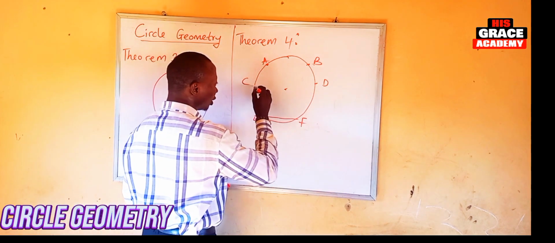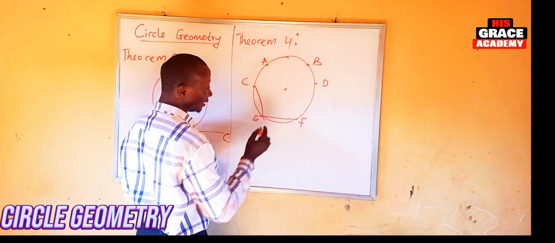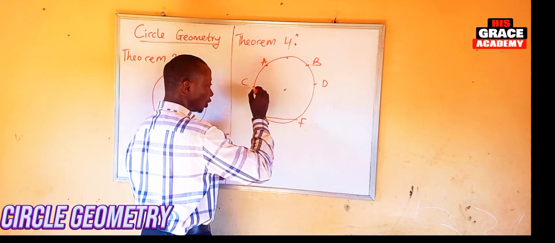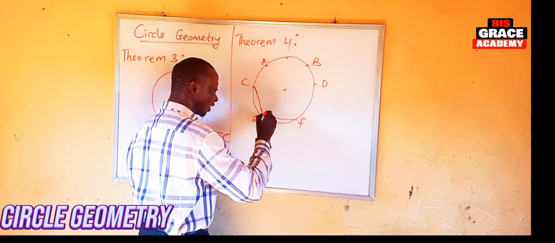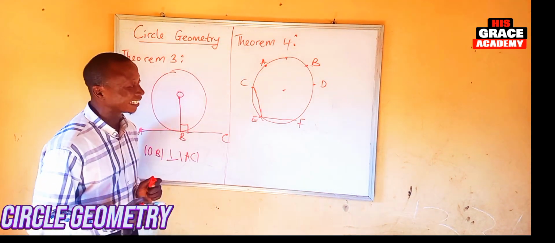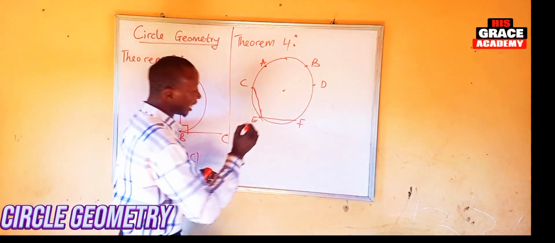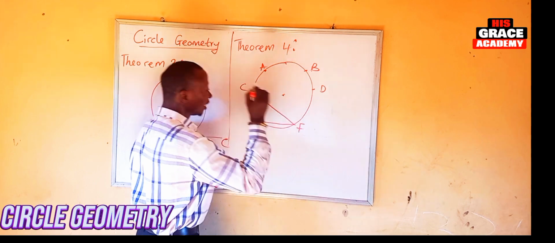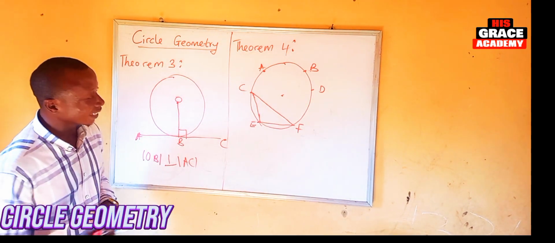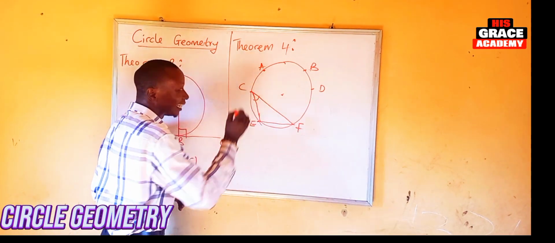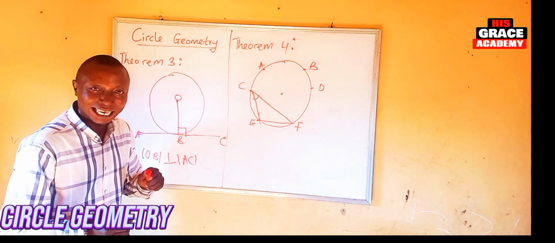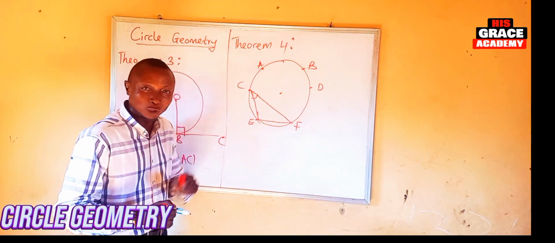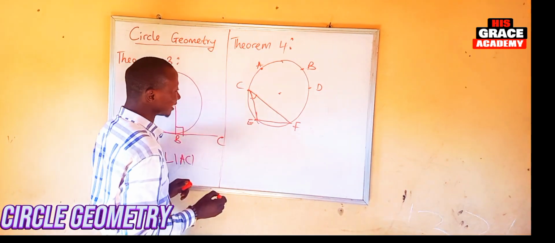So if I join side EC, so I'm trying to join the two. It is better now. Okay? Now let's join point CF. Yes, this is CF. You can see there is an angle here subtended by C. There's an angle accommodated, subtended by C.